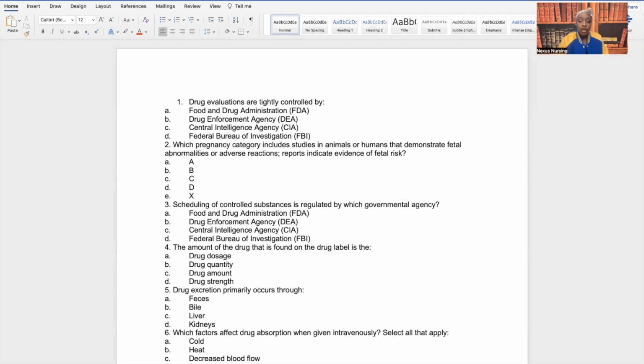First question. Drug evaluations are tightly controlled by FDA, DEA, CIA, or FBI. I wrote these questions. So the actual evaluations, the testing, who's responsible for that? The Food and Drug Administration. Correct answer is A.